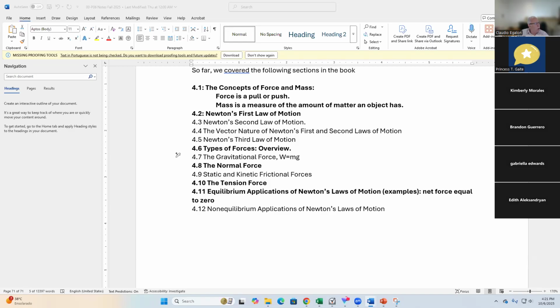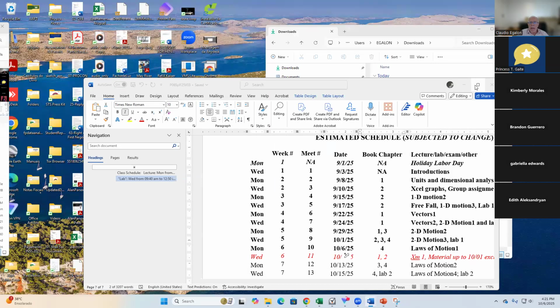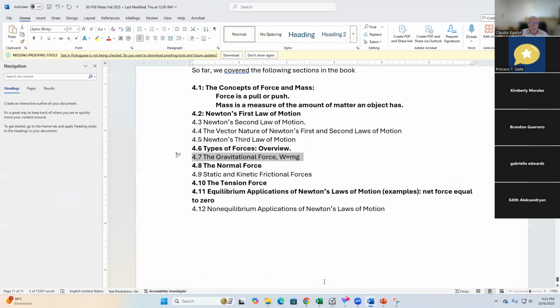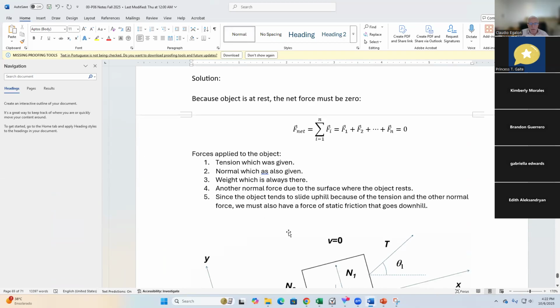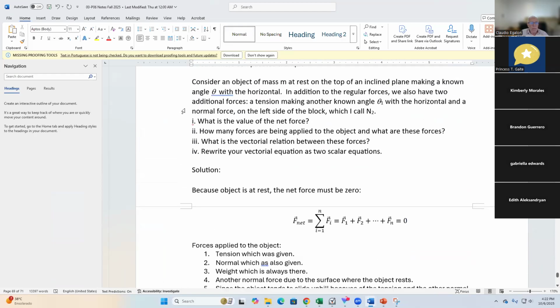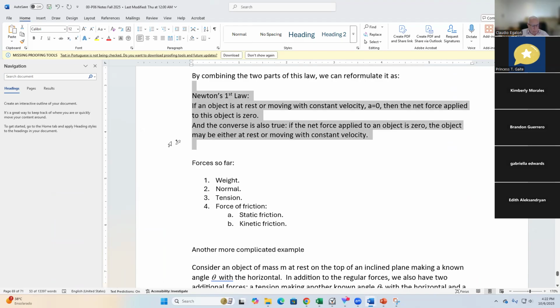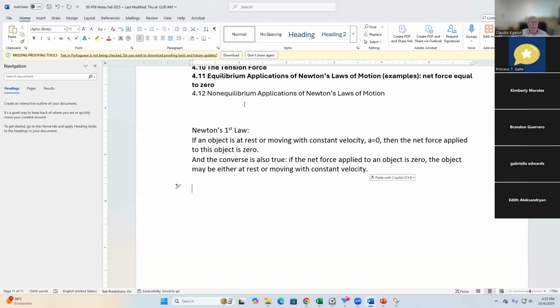Now let's talk about Newton's second law of motion. Let me put the first law of motion first. Let's formulate Newton's law here. Newton's first law of motion.